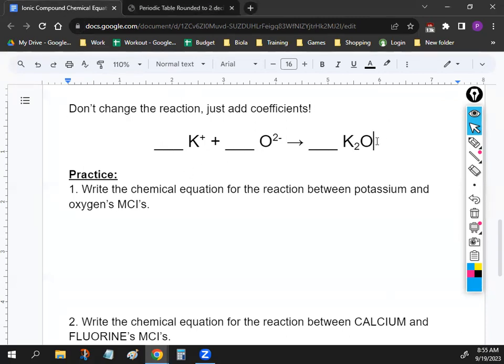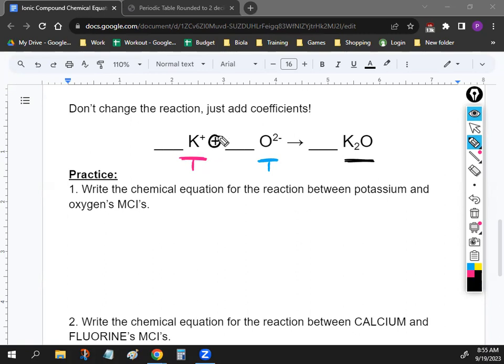All right, so hopefully you copied this down. I'm going to show you how to write the chemical reaction really quickly, and then we'll do a couple practice problems. When you have a chemical reaction, you have your 2 starting chemicals. So in our warm-up, you had the MCI for potassium, and then you were combining that with the MCI for oxygen, right? And then we said that when we put them together, we get K2O. So that's why we write them, and you see how they're separated by the plus sign and the arrow.